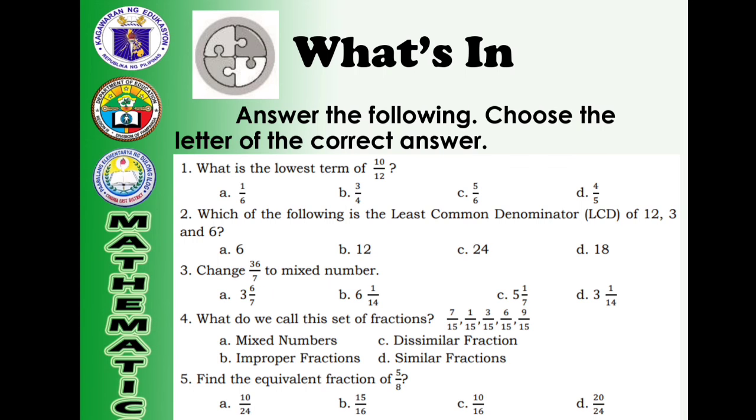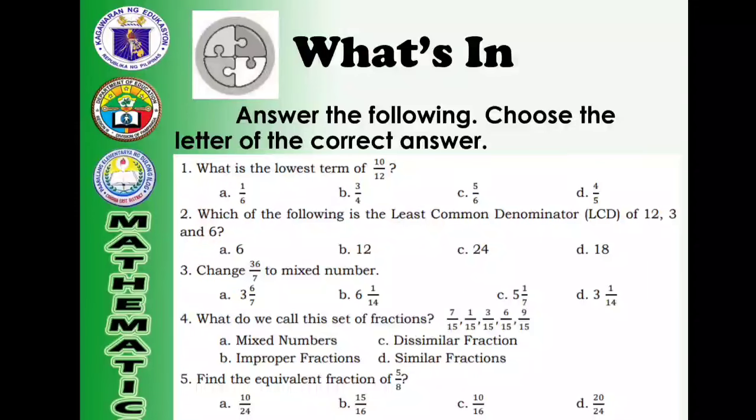Let's now have a short review. Answer the following. Choose the letter of the correct answer. What is the lowest term of 8 over 12? Number 2. Which of the following is the least common denominator or LCD of 12, 3, and 6? Number 3. Change 36 over 7 to mixed number.